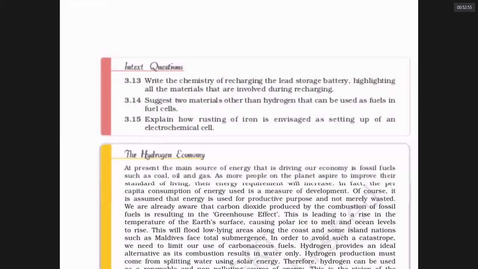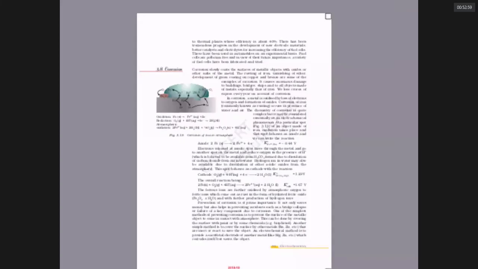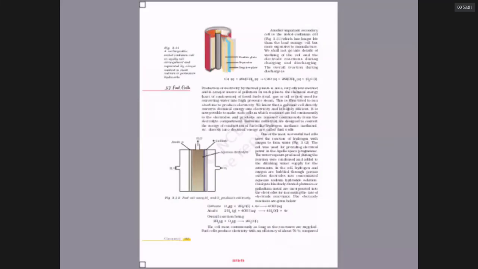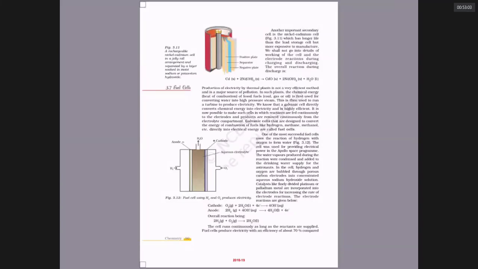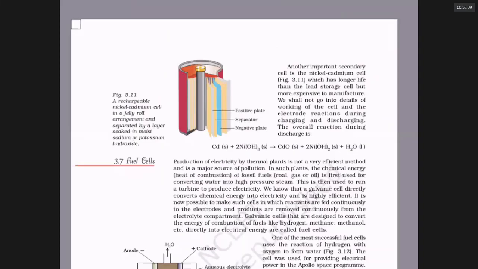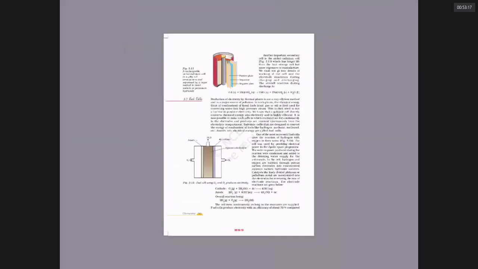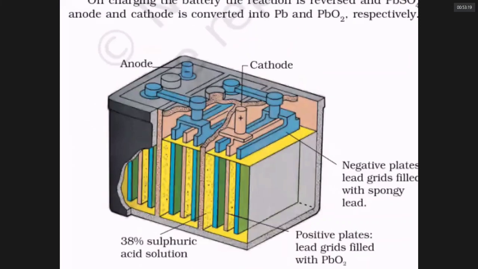3.13, 3.14, 3.15, try to do yourself. Try to read once what is corrosion, what is a fuel cell, especially the cathode reaction and diagram. Nickel cadmium cell, where nickel hydroxide Ni(OH)3 and cadmium react. Secondary cell, the car battery: lead peroxide, sulfuric acid, charging, discharging.